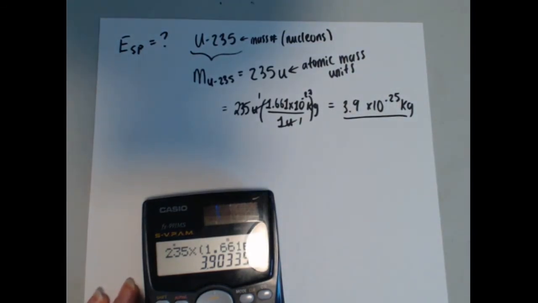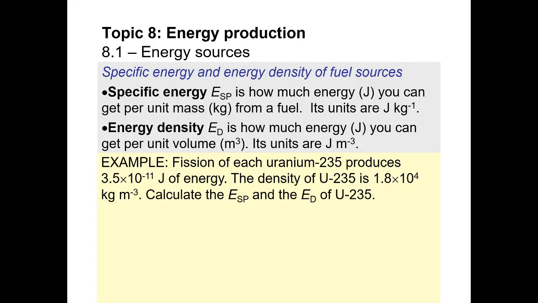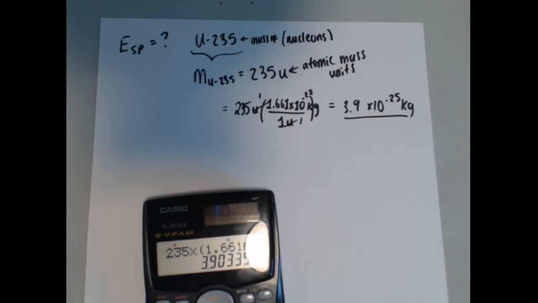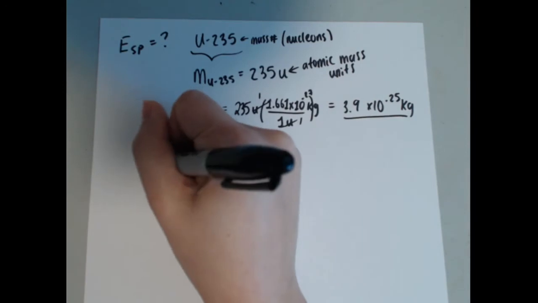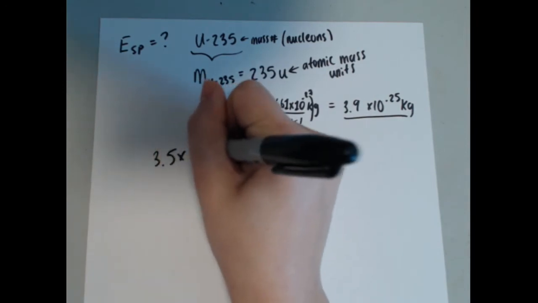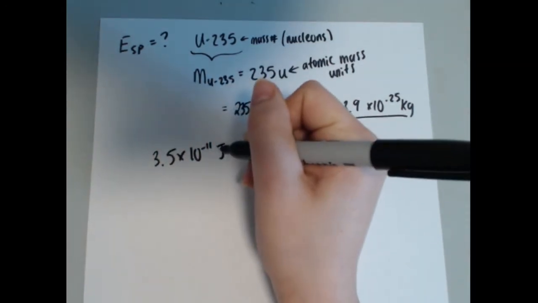Now, to figure out the specific energy, well, if you recall in the question, let me actually just pop over there for a second. In the question, we're told that each uranium atom of 235 produces 3.5 times 10 to the minus 11 joules of energy. Okay, so let's go back here. So we have 3.5 times 10 to the minus 11 joules of energy, right?